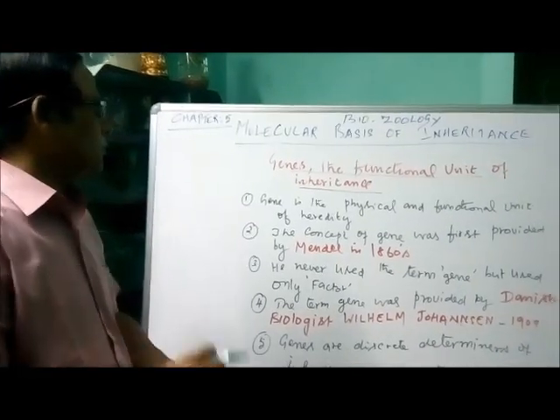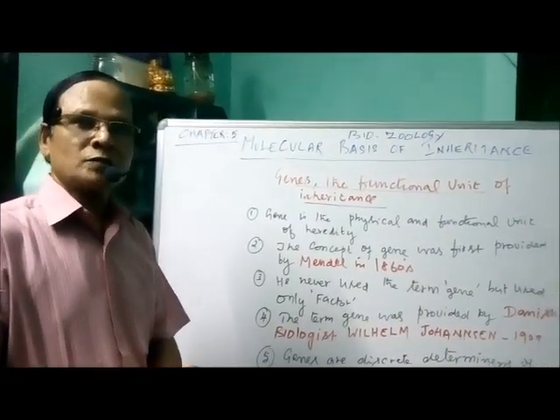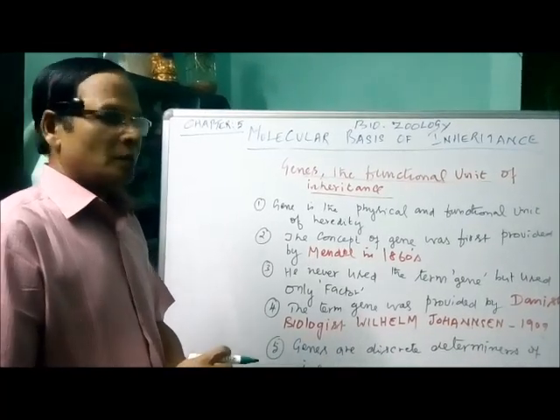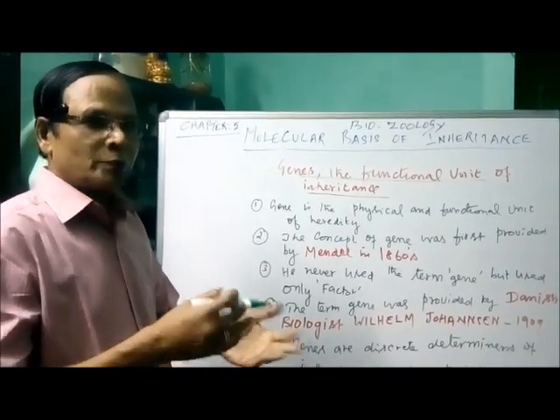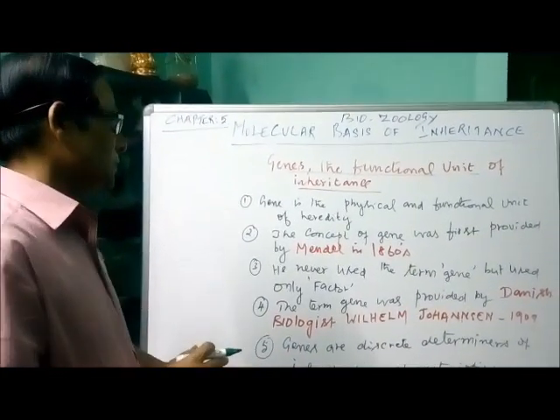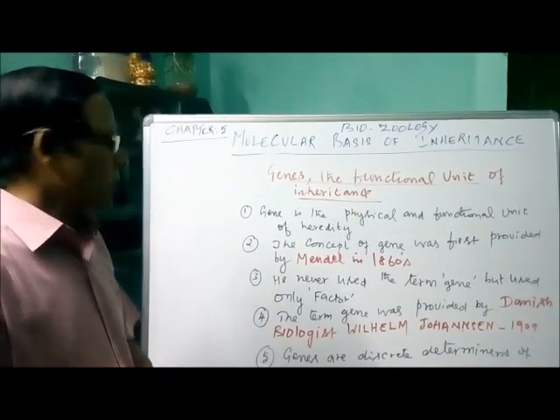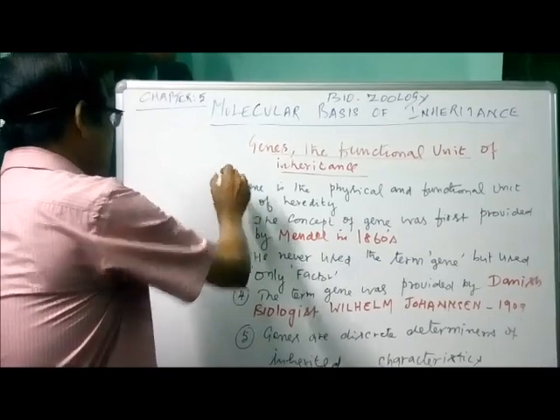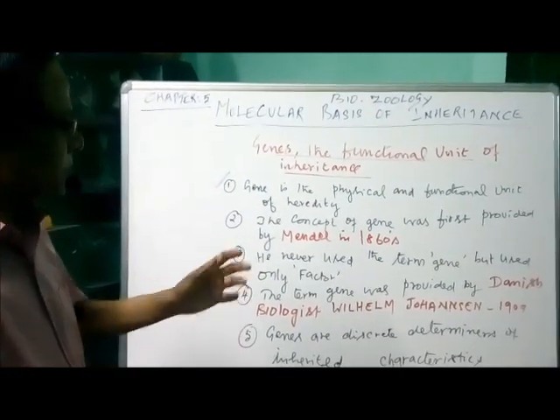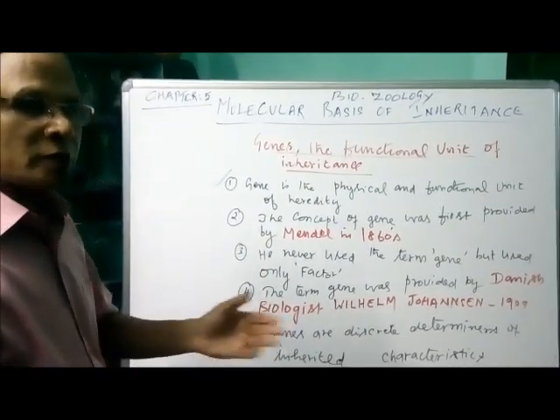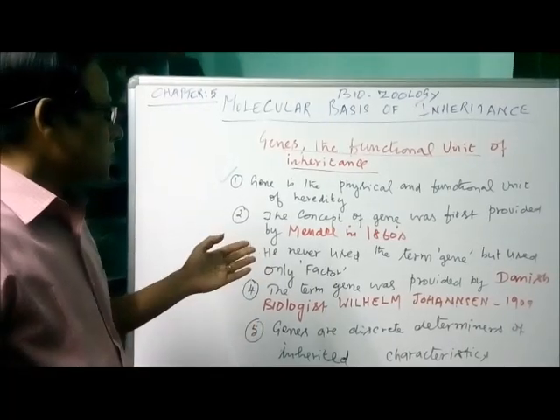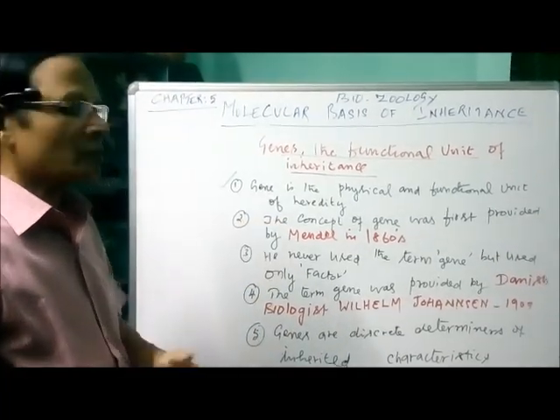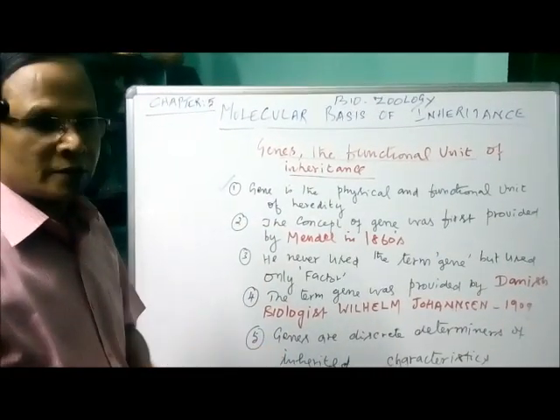Now let us talk about the genes, the functional unit of inheritance, and some of the properties of genes. A gene is a physical and functional unit of heredity. We already studied that the concept of the gene was first provided by Mendel in the 1860s.